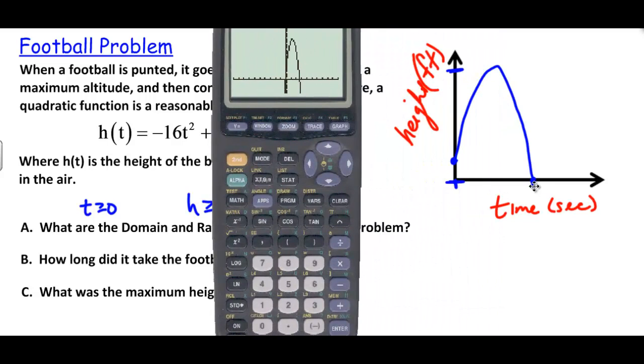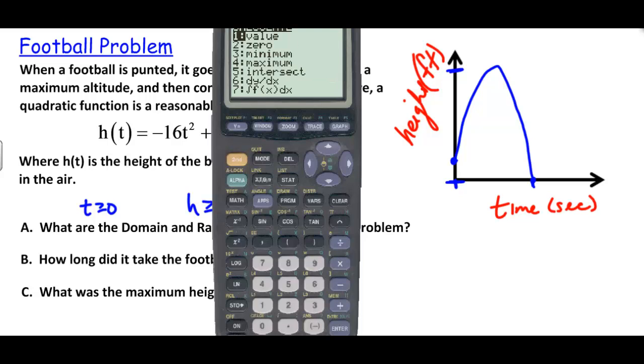How long did it take the football to hit the ground? Well, I'm looking for time when it hit the ground, which means I'm trying to find my x-intercept. Again, I'm going to do it the other shortcut way. I'm going to put in 0 for y. I'll do a darker line so you can see it. I'm going to hit graph. So this is when it hits the ground. I kick the ball, it goes up, and it hits the ground down here. There are 2 intersection points. This one's actually a negative time, but I care about the positive time.